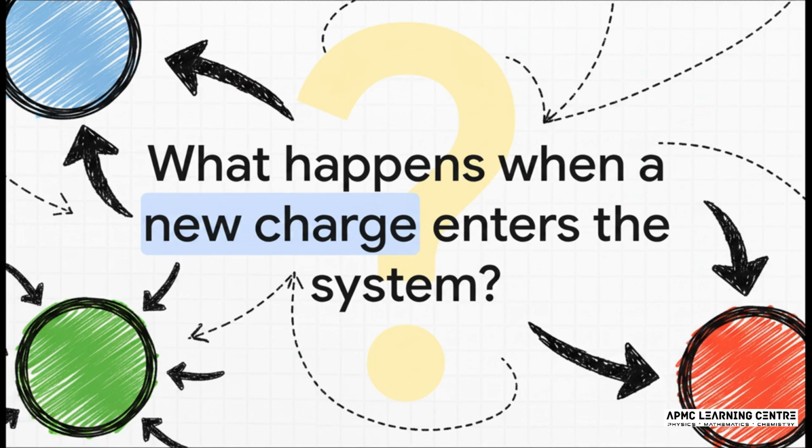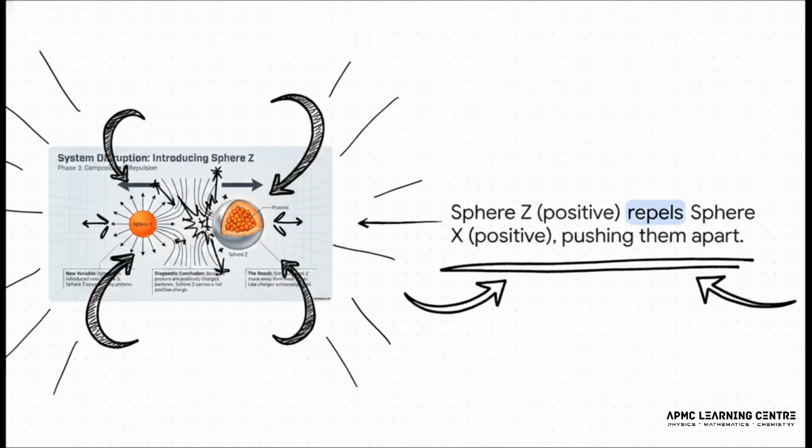But what happens if we throw a wrench in the works? What if a new third charge enters the system? Can our blueprint still tell us what's going to happen? And here it comes, sphere Z. Now, the key information here is that it contains only protons, which means it has a net positive charge. So what happens when we bring it near our other positive sphere, sphere X?